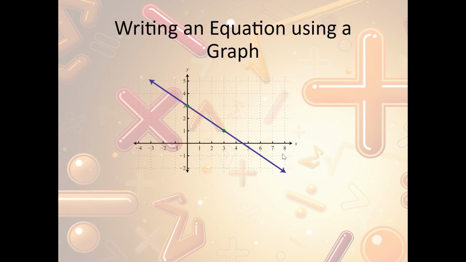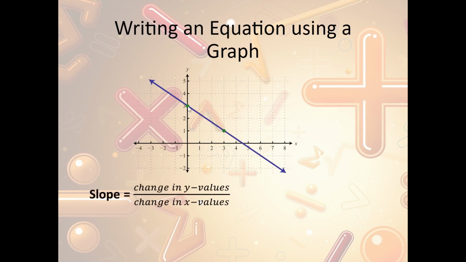Now, how do I write the equation from a graph? Well, I'm going to use the slope, which is the change in the y values over the change in the x values. So I'm going to pick out 2 points. Luckily, they've already done it on the graph for me.